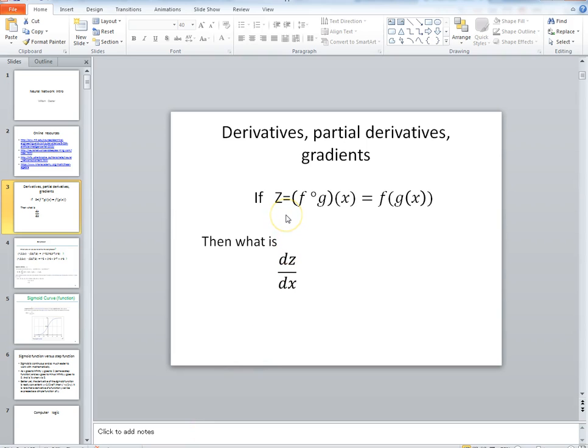Okay, so this symbol just means this. And this symbol means that x goes into g, but then g goes into f. Okay? And our question would be, what is dz dx? And we just answered that. Okay? This is just another notation for this.